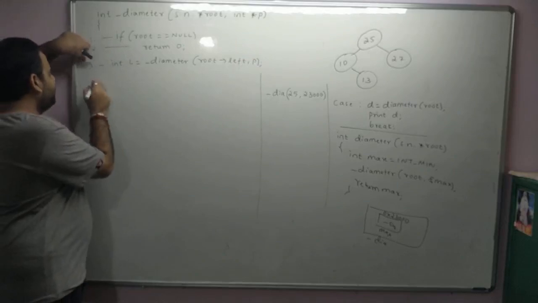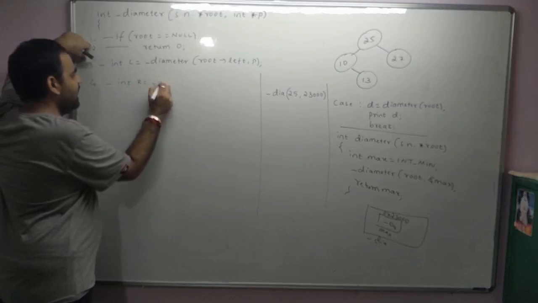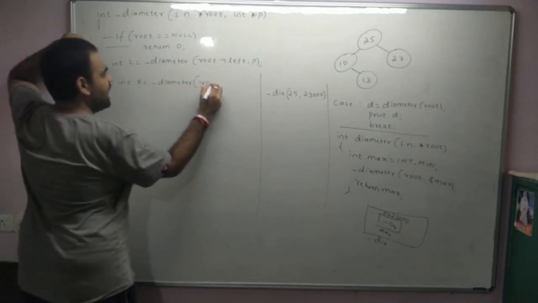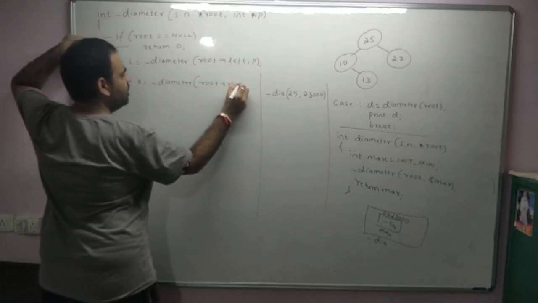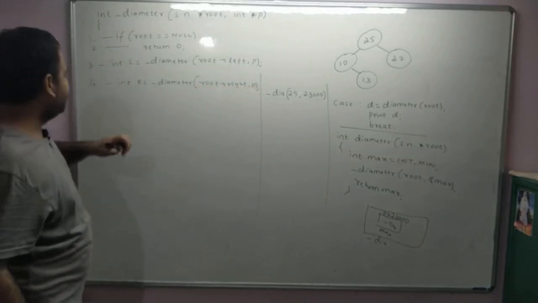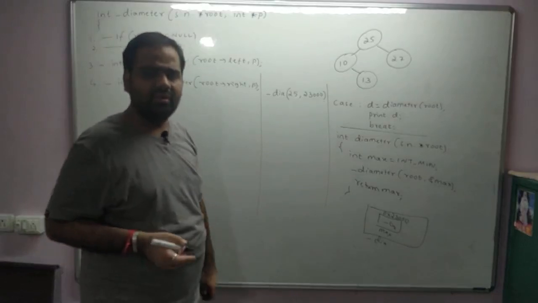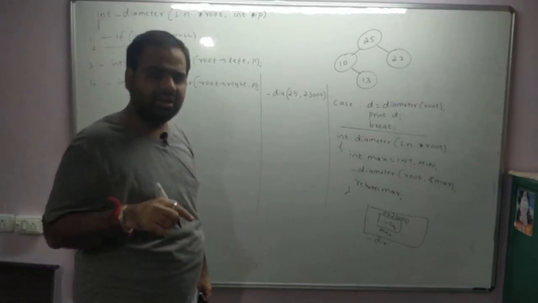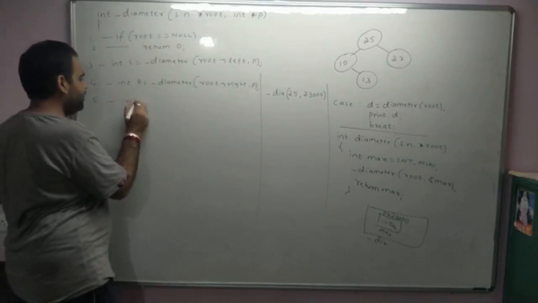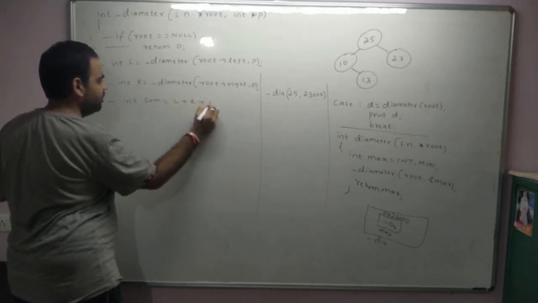Then what do we say? After we compute the left height, I need to compute the right height as well. Int r is equal to underscore diameter of root arrow right comma p. Is that okay? After you compute the left height and right height, we need to find the diameter, which is nothing but left height plus right height plus 1. Therefore at line number 5, int sum is equal to left height plus right height plus 1.